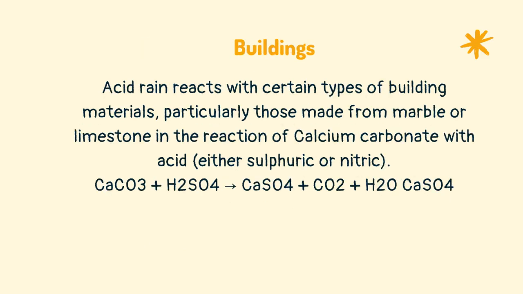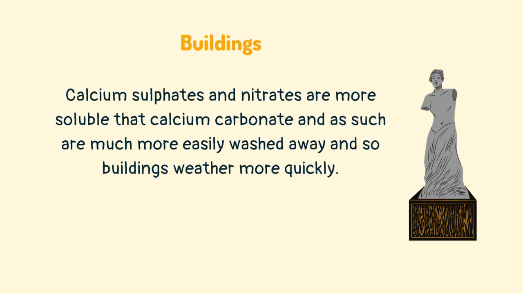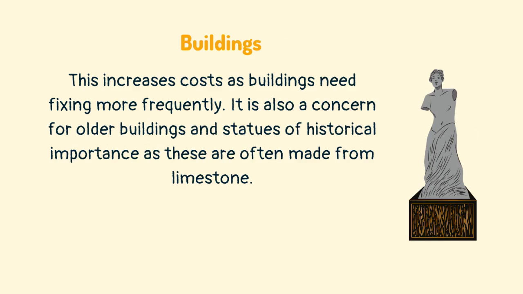Acid rain reacts with certain types of building materials, particularly those made from marble or limestone, in the reaction of calcium carbonate with acid. Calcium sulfates and nitrates are more soluble than calcium carbonate and as such are much more easily washed away, and so buildings weather more quickly. This increases costs as buildings need fixing more frequently. It is also a concern for older buildings and statues of historical importance, as these are often made from limestone.